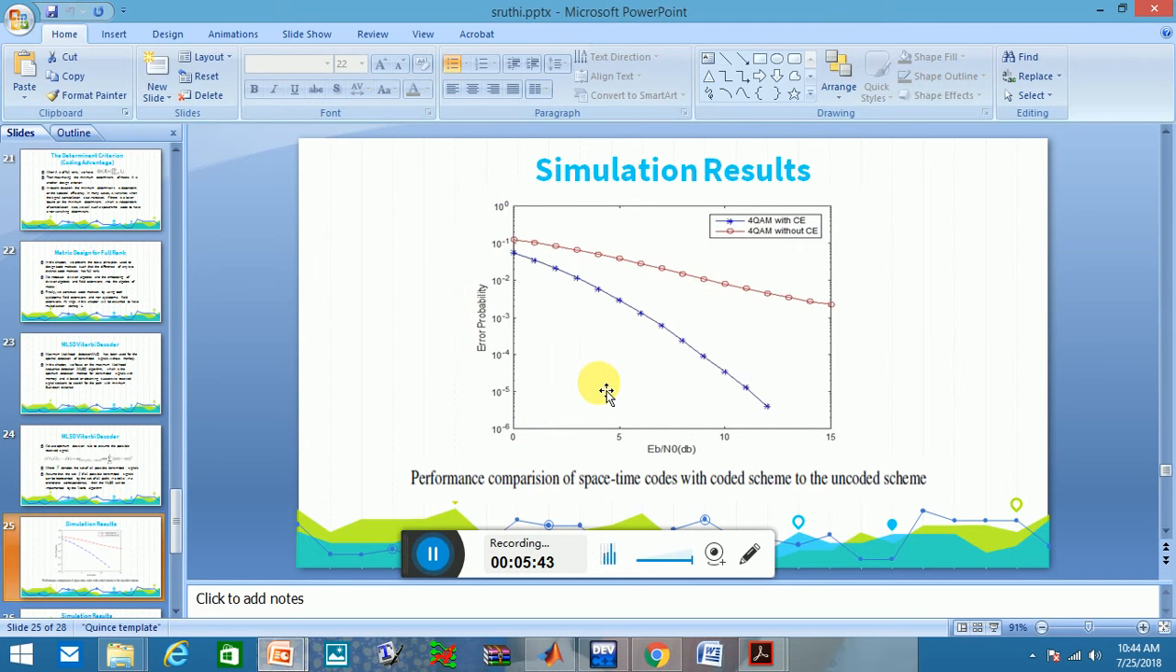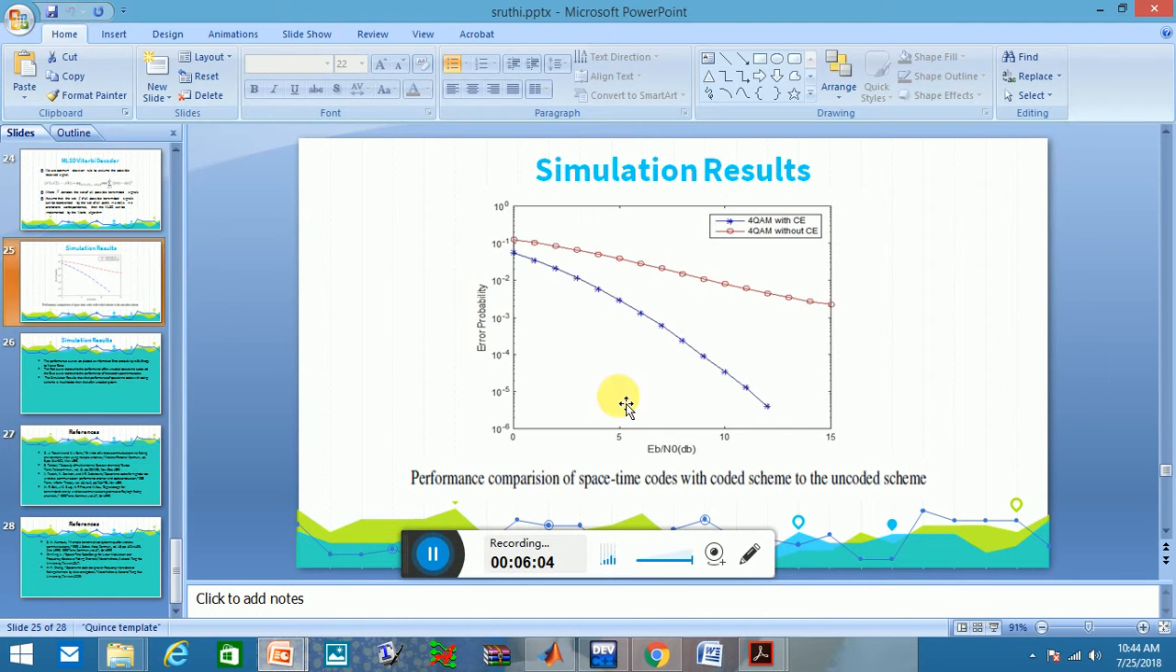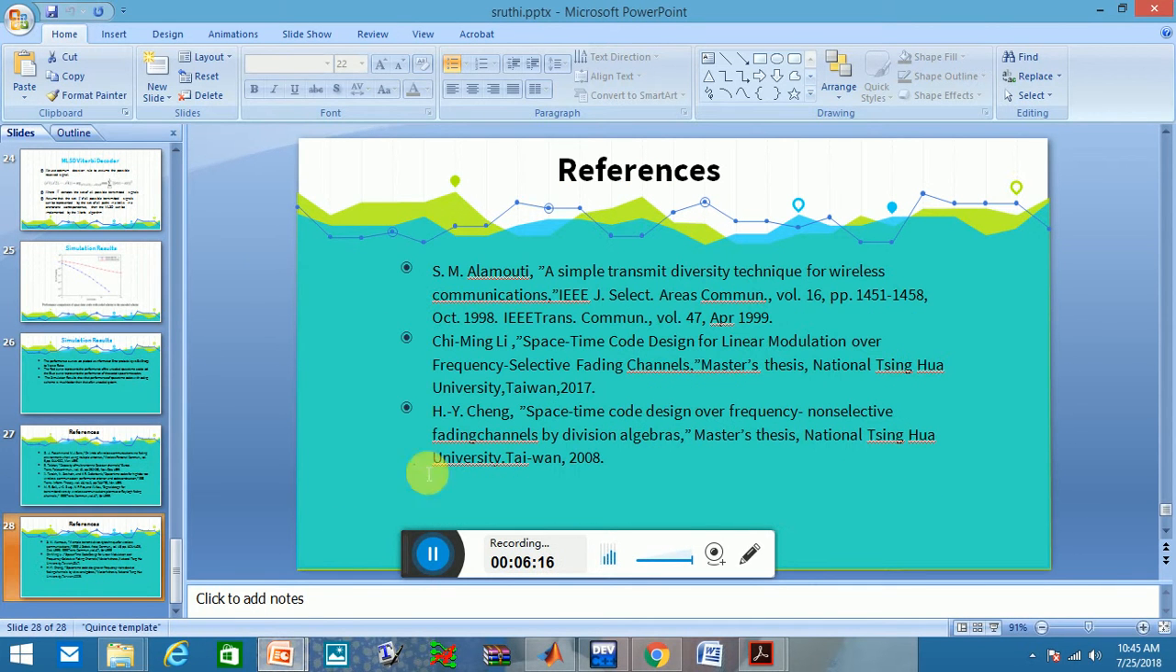This is the performance comparison of space-time codes with the coded scheme and the uncoded scheme. The blue line represents the coded scheme, the red line represents the uncoded scheme, and the performance curves are plotted as information error probability rate versus bit to noise ratio. When we compare the simulation results, it is proven that the uncoded scheme is not as efficient as the coded scheme, and these are the references which I have taken for my project. Thank you.